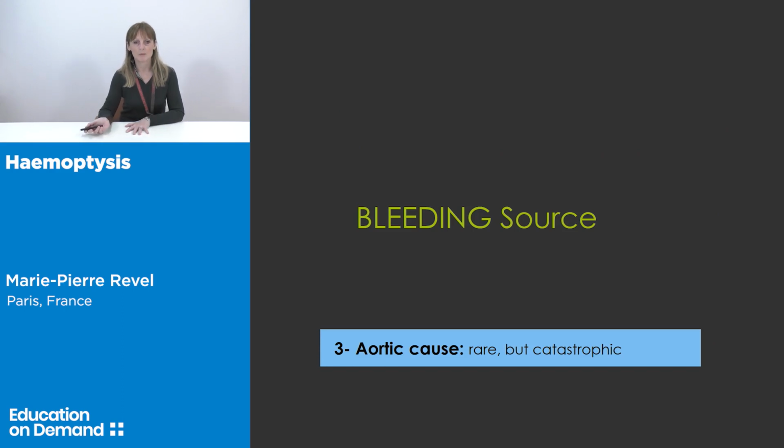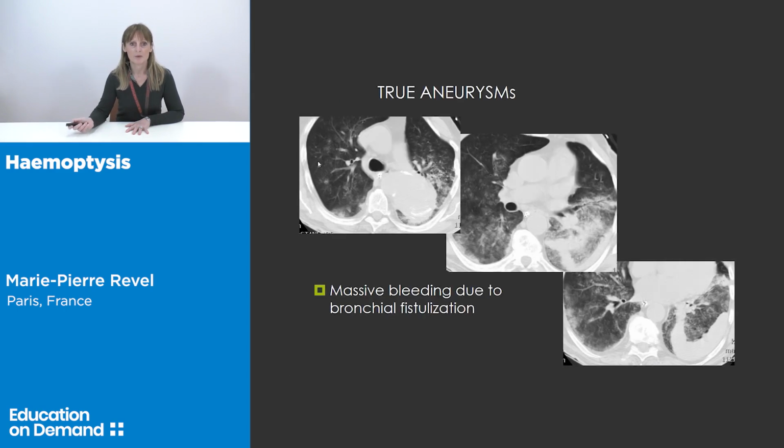Lastly, bleeding coming from the aorta, it's very rare, but it's usually catastrophic. If there is the fistulization of a true aneurysm, such as in this patient, it's usually really a massive bleeding, and it's very difficult to treat the patient.